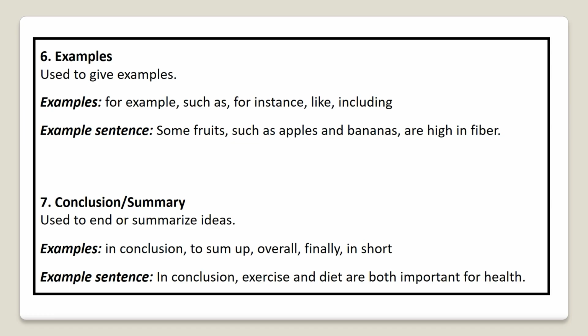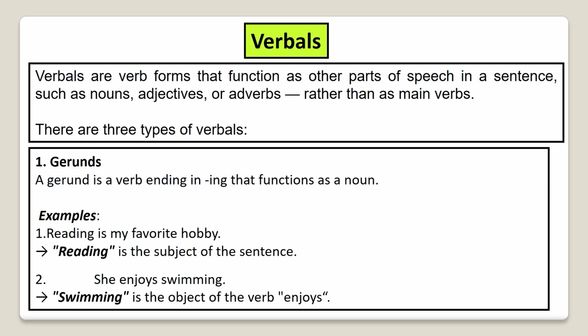For example, in conclusion, exercise and diet are both important for health. In conclusion means finally, or you can say overall, finally we can say that exercise and diet are both important for health. So this is a word used to show your conclusion and summary. So in this way, in the discussion, we have got different connecting words and different examples of connecting words.